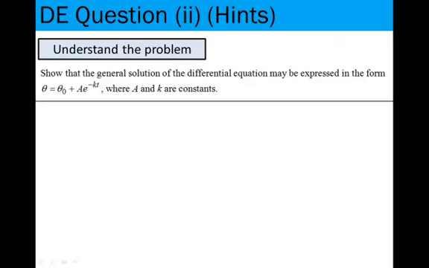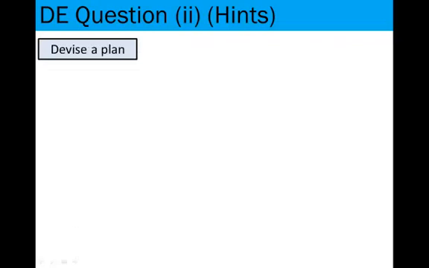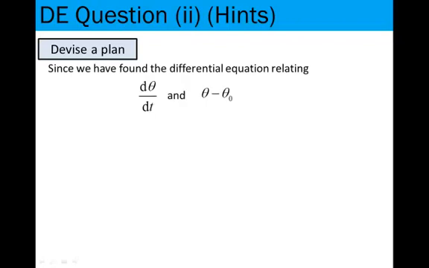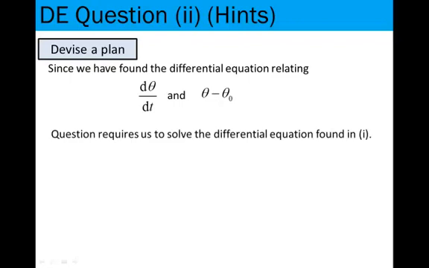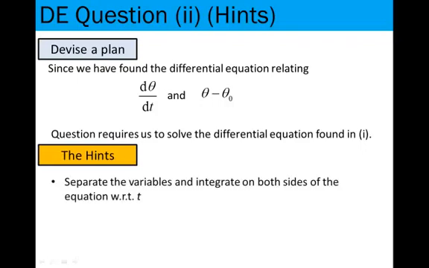The next part of this question requires us to find the general solution of the differential equation. The plan is, since we have found the differential equation relating dθ/dt and θ minus θ0, the question basically requires us to solve the differential equation found in part 1. The hints would be: separate the variables first and integrate on both sides of the equation with respect to time. Take note that k in the equation that we are required to solve actually comes from the constant of proportionality when we first write down the differential equation.